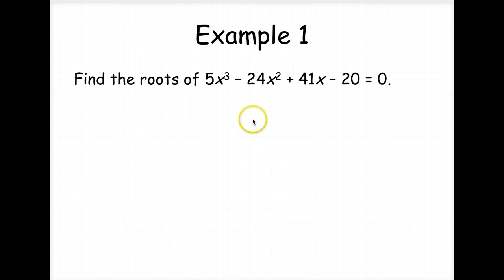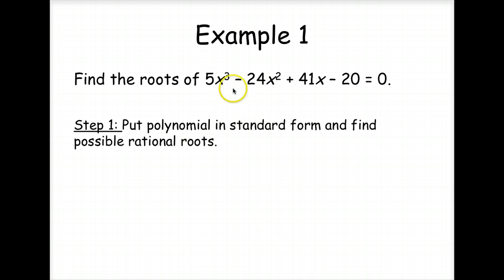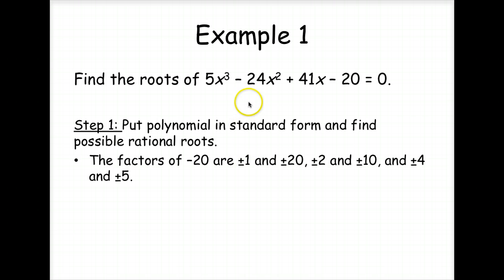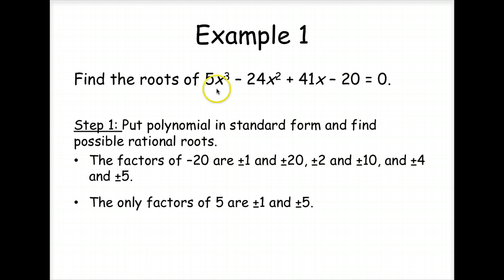What does that look like? Well, we're asked to find the roots of this polynomial function. We're going to put it in standard form, which it is, and find all the possible rational roots. So our p, all the factors of negative 20, would be these factors. And the only factors of this 5 are positive or negative 1 and 5.